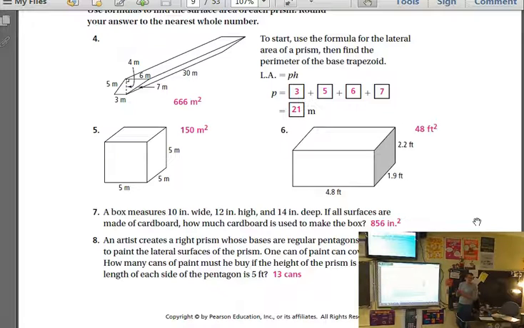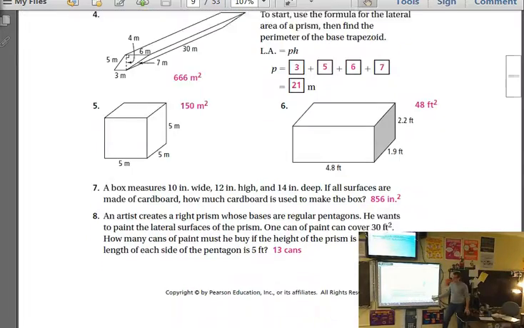4 through 8. Any questions? Move into the back.